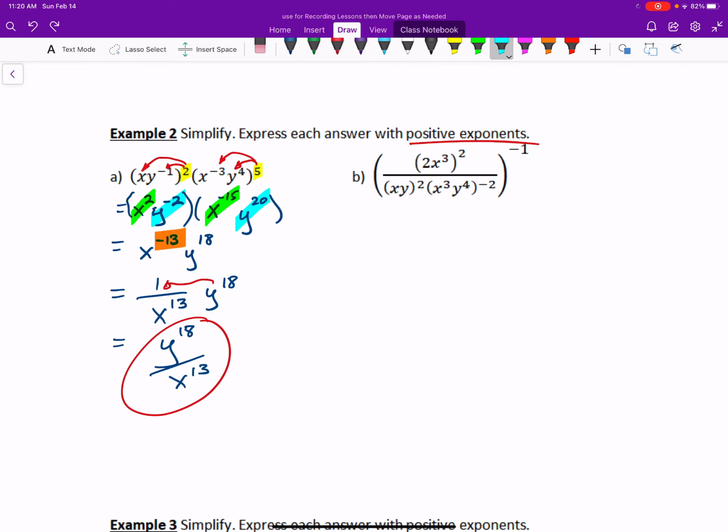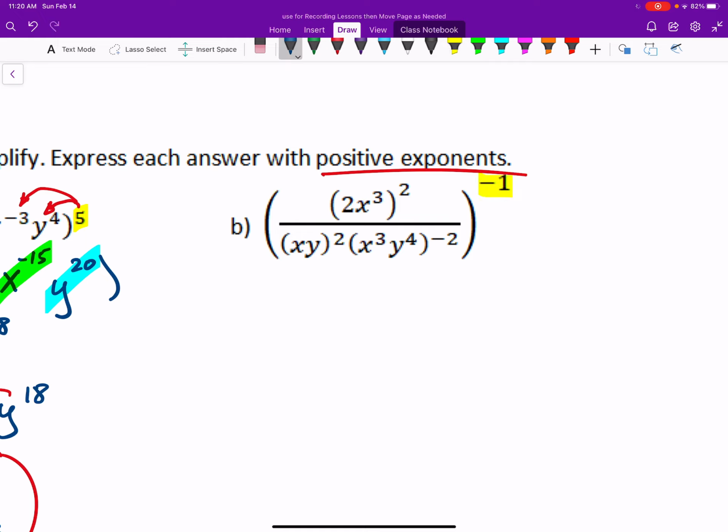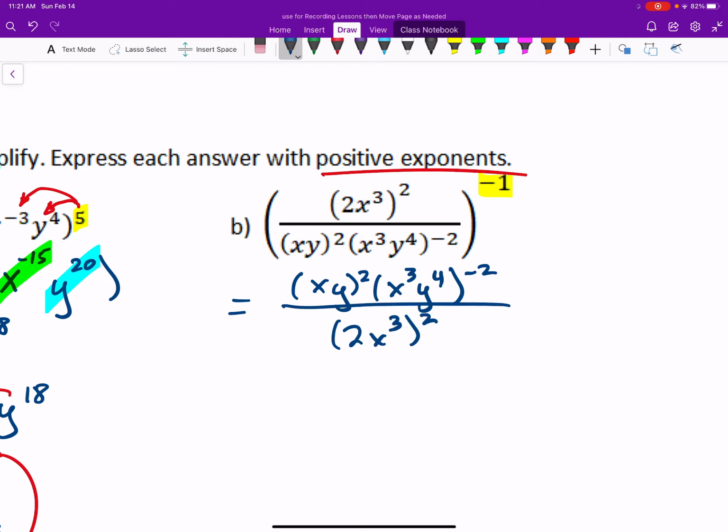All right, so the first one, the first thing I want to do for part B is I've got this negative 1. So the very first thing I think I would do is I'd just flip this upside down and write it as xy to the 2. Oops, that 2 should be on the outside though, shouldn't it? x to the 3, y to the 4, to the negative 2, and I'm going to put that over top of 2x cubed all squared. Because that negative 1, again, if it's already a fraction, as we've got here, we'll flip things upside down.